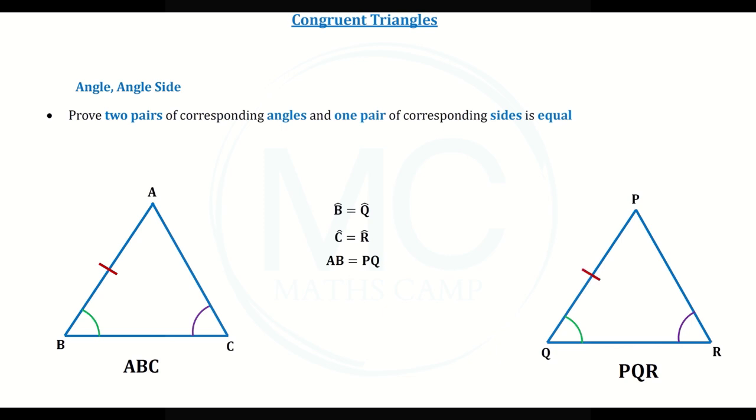and we can mark these on our diagrams in red. Now we have two pairs of corresponding angles that are equal and one pair of corresponding sides. So we can say the triangle ABC is congruent to triangle PQR because of two angles and a side. And we write this as AAS.